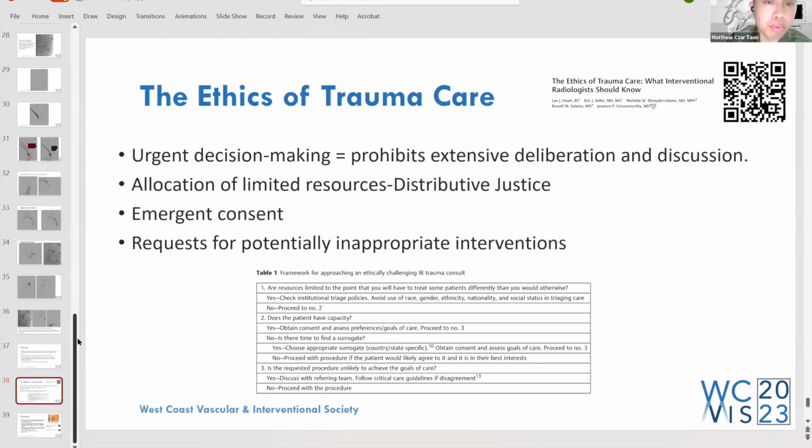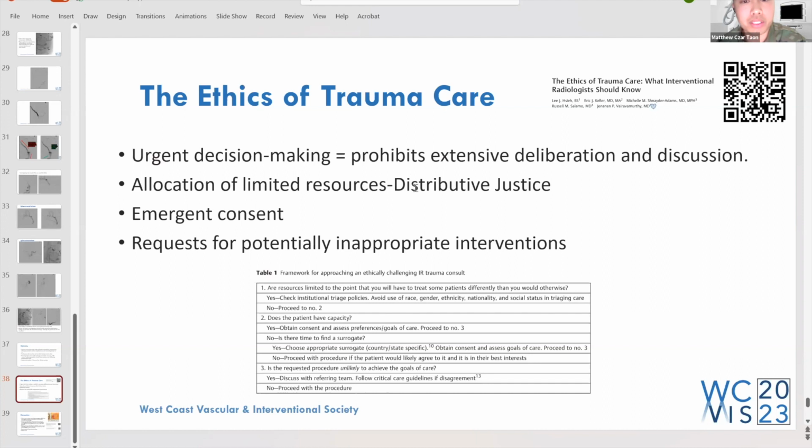This brings us to one component of trauma IR care that we're not necessarily always educated on. That's the ethics of trauma care. You're dealing with urgent decisions. You're not able to discuss with family. And in a level 1 trauma center, if you have a mass casualty situation, you've got to be very careful what kind of resources you're utilizing.